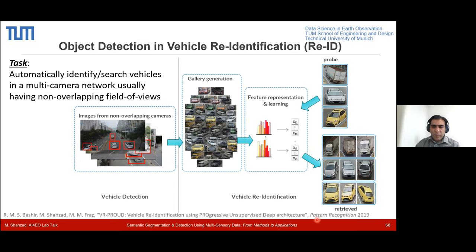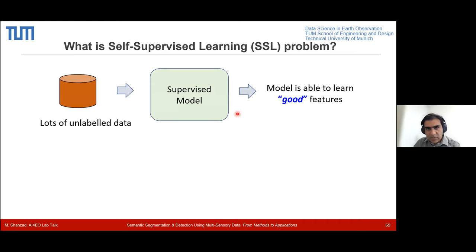In this paper, we formulated the vehicle re-identification problem as a progressive unsupervised problem, or so to say a self-supervised problem. The terminology is now more like self-supervised, and we completely framed this in a self-supervised manner and got quite reasonable results. Before telling you this, let me briefly explain what a self-supervised problem is. In self-supervised learning, we have lots of unlabeled data and a supervised model. We want to use this unlabeled data in a supervised model so that the model is able to learn good features. And how can we do that?